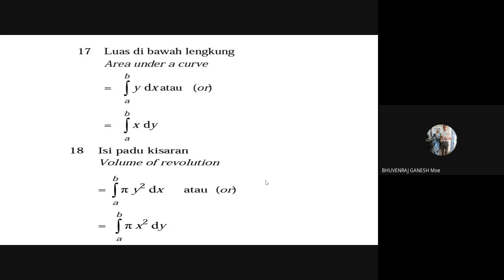Okay, saya nak tanya satu perkara. Kalau nampak simbol macam ni, B dan A, atas dan bawah, yang ni pengamiran tentu atau pengamiran tak tentu guys? Is this a definite integral or indefinite integral?